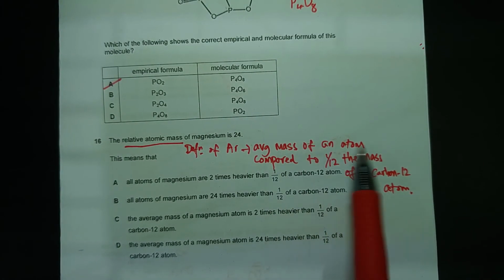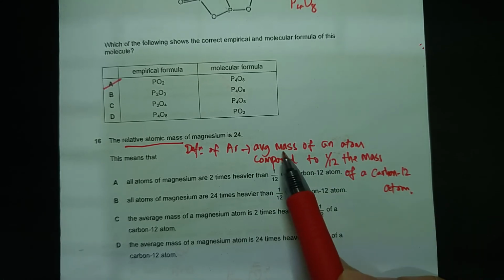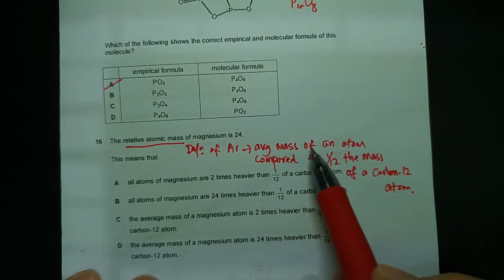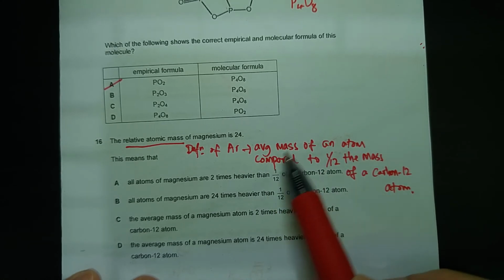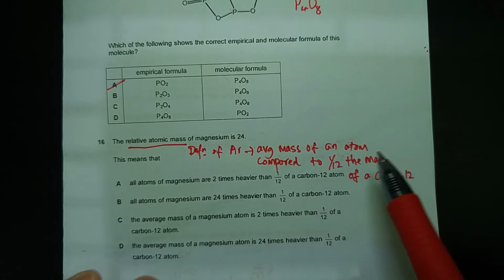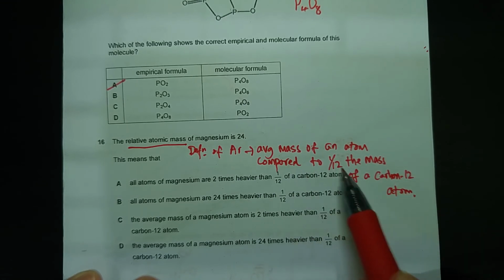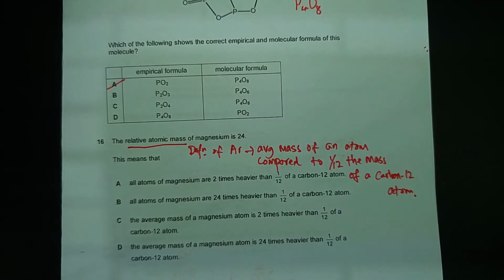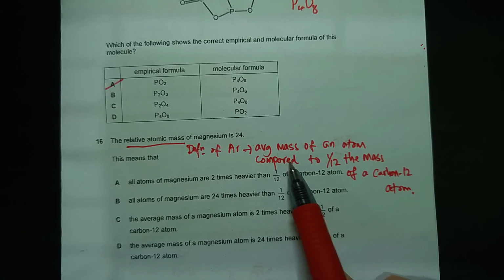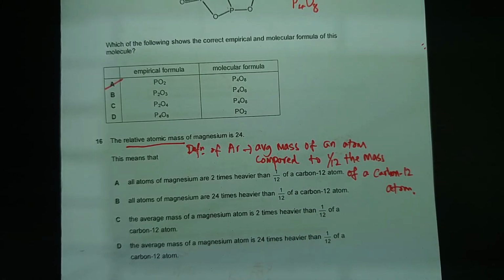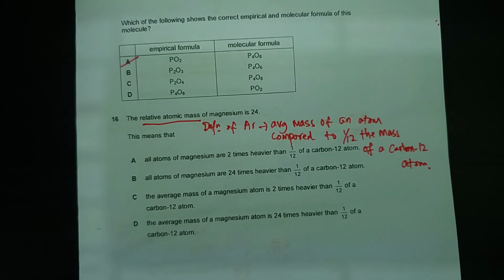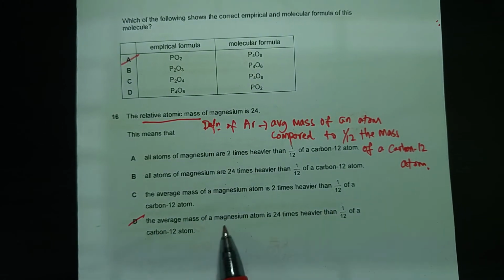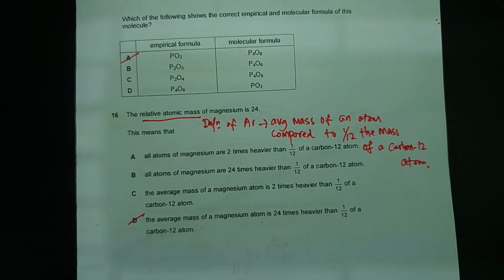Now over here, average mass of an atom compared to, you can also say the number of times that the mass of an atom is heavier than 1/12 of the mass of a carbon 12 atom. Instead of saying compared to, you can say heavier than. How many times is it heavier than? So the answer is D. Average mass of a magnesium atom is 24 times heavier than 1/12 of the mass of a carbon 12 atom.